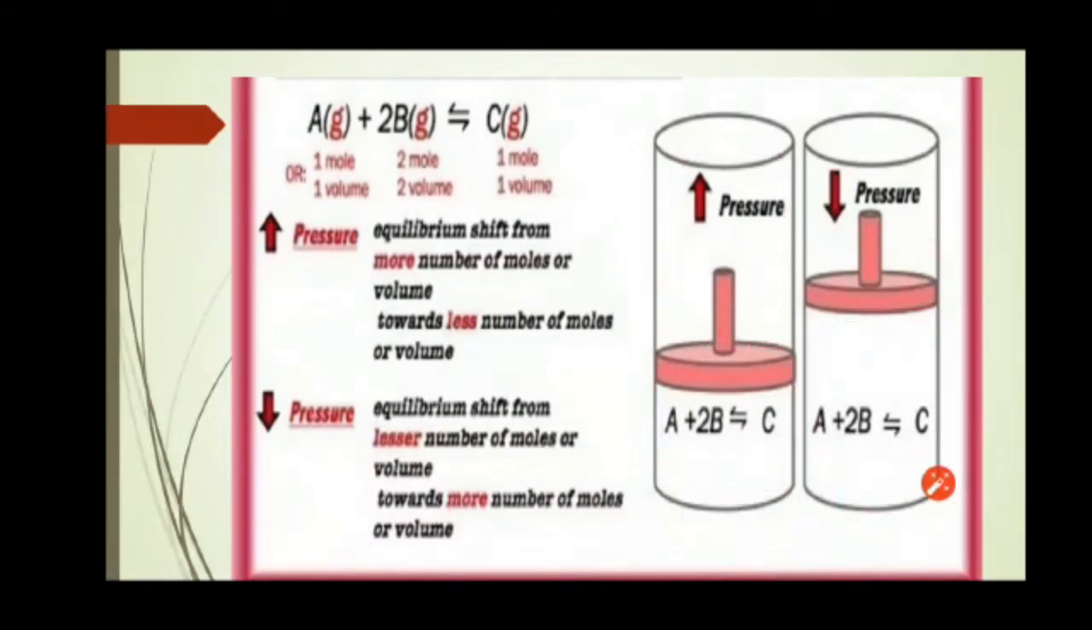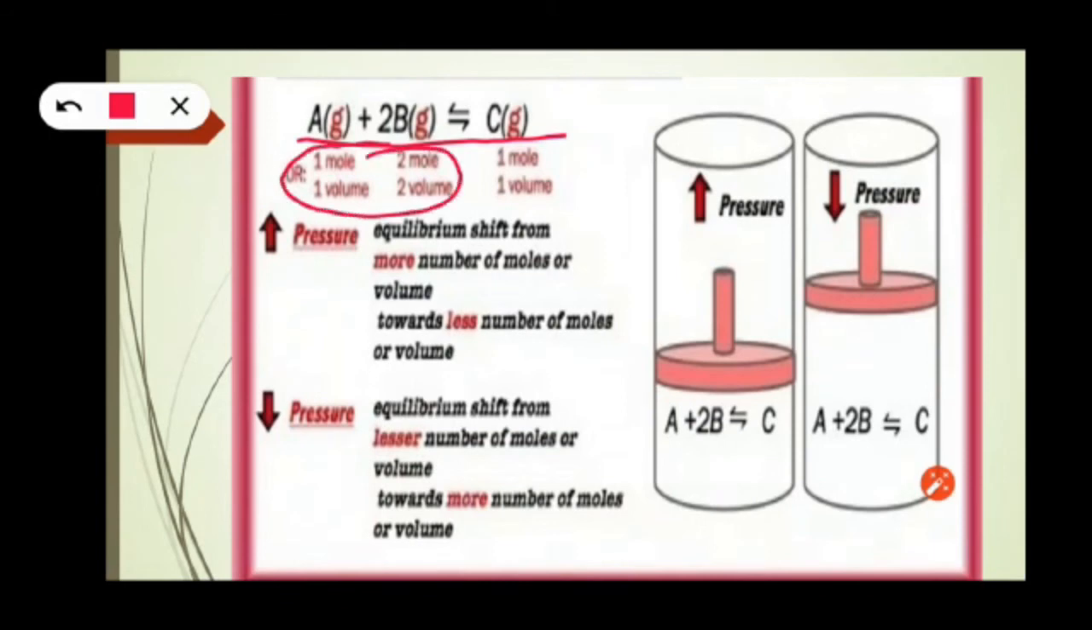Now look at the example. In this example, there is an equilibrium reaction between A and B. The product is C. All the reactants and products are in the gaseous state. Let's suppose we have 1 mole of A and 2 moles of B. Total 3 moles, or we can say 3 volumes on the reactant side. And on the product side, we have only 1 mole of gas or 1 volume. So the ratio is 3:1.